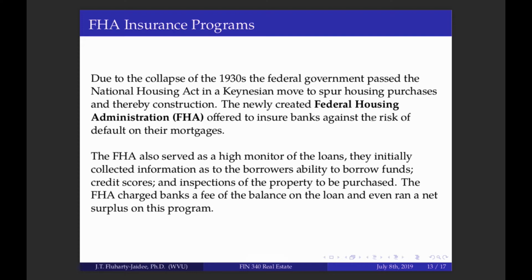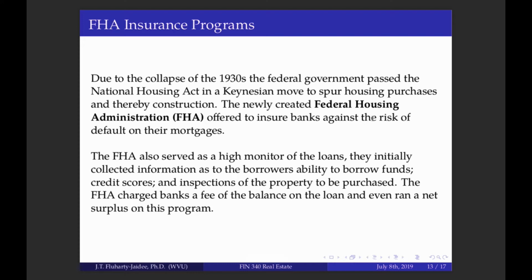So they also created the Federal Housing Administration under the National Housing Act. And what this did was to allow an administration, part of the government, to insure banks against the risk of defaults on mortgages. So again, banks didn't want to lend to people in the 1930s and 40s. So this FHA agreed to insure the banks against losses, provided they would do the mortgage, they would do the lending. And also the FHA would go in and actually monitor these loans.